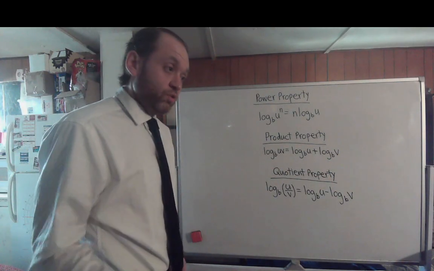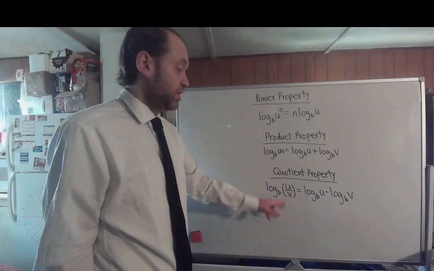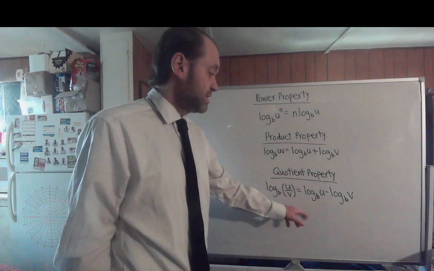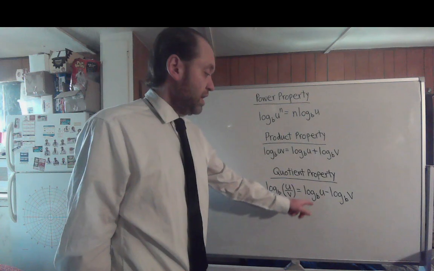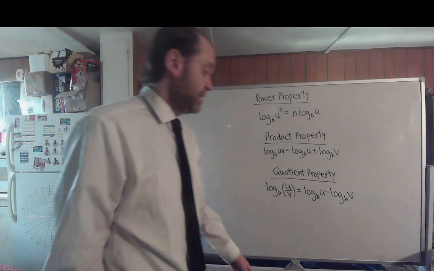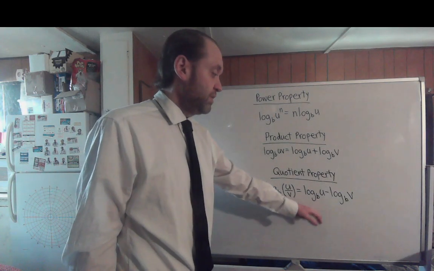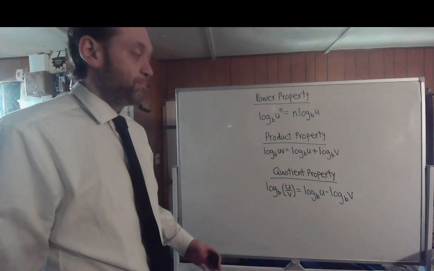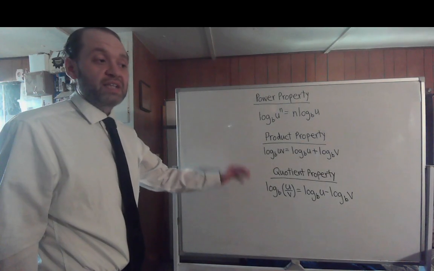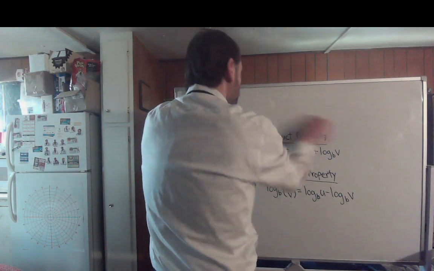And then you have the quotient property of logarithms. So let's say you have a log with a base of a quotient of two numbers. That's the same as the log base of the numerator minus the log of the base of the denominator. So log base b of u over v equals log base b of u minus log base b of v. So we're going to do some exercises, and I taught all three of these at once because they kind of go hand in hand. So let's go ahead and get into these here.